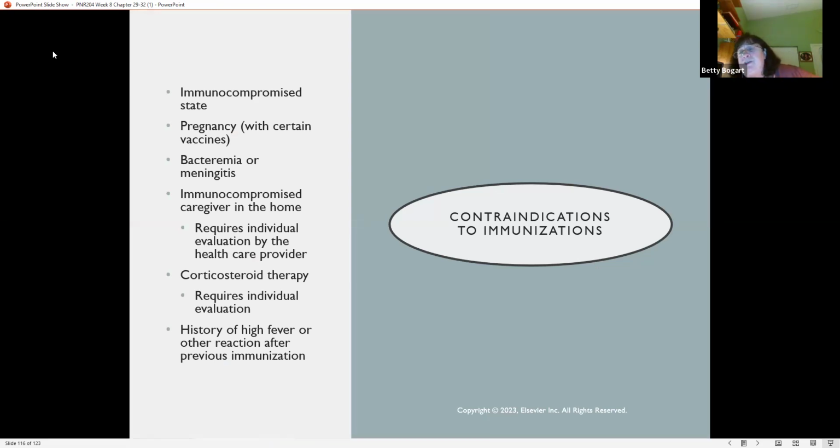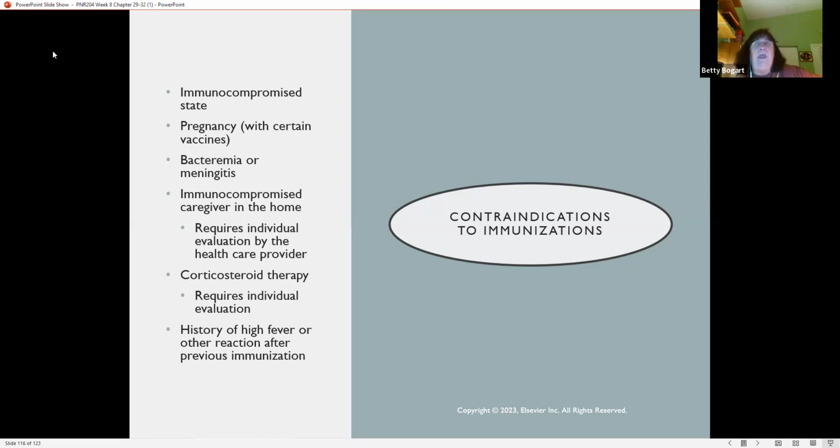Contraindications to immunizations: you're immunosuppressed, or you're in therapy that renders you immunosuppressed. You don't want to give an immunization that could cause more problems. Sometimes in pregnancy they say yes, give them, and sometimes they say no. If we are dealing with any infection, we'll never give the immunizations then.